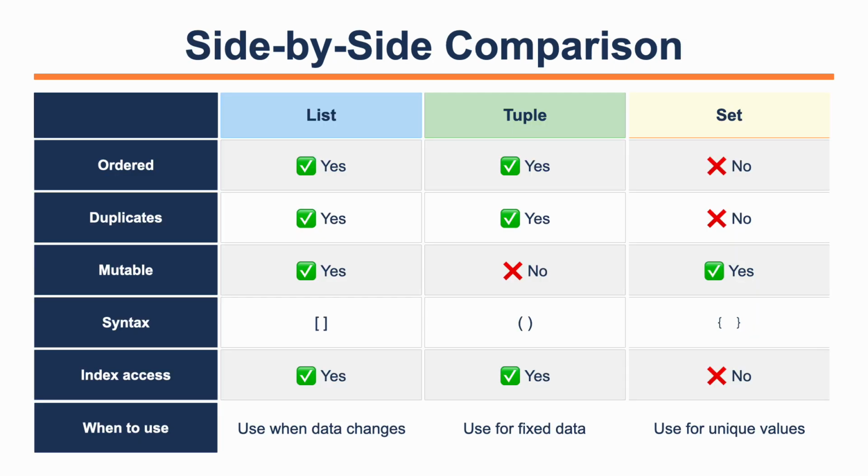Let's put all three types side by side so the differences are clear. A list is ordered, allows duplicates, and can be changed. Use it when your data needs to grow or update. A tuple is ordered, allows duplicates, and cannot be changed. Use it when your data must stay fixed. A set is unordered, stores only unique values, and can be changed. Use it when duplicates are not allowed.